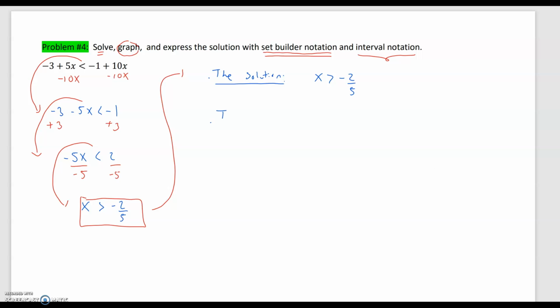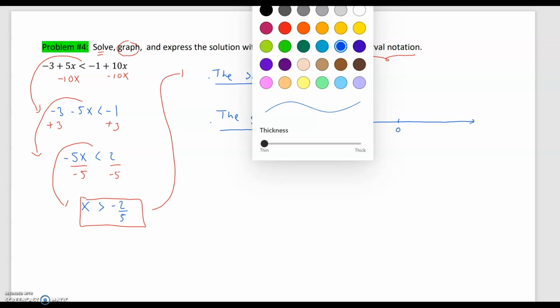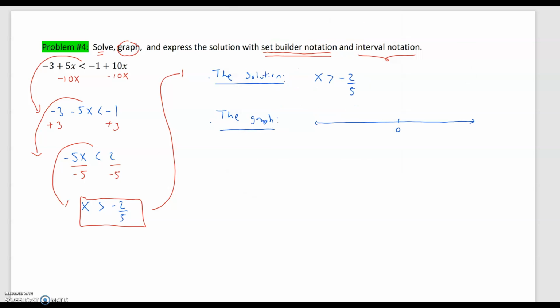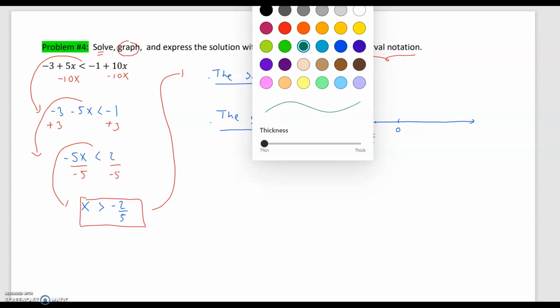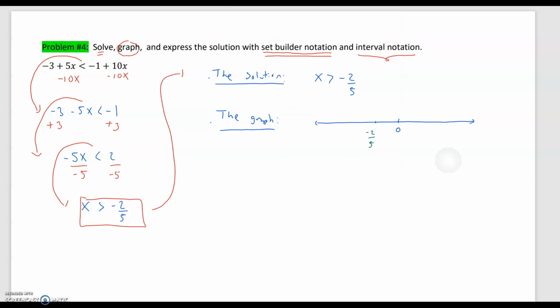Let's do a quick sketch, so the graph. For the graph, I'm just going to make a quick sketch. I'm just going to put 0, and then technically to the left of it, because it's negative, I'm going to put -2/5. And then the statement is greater than, so I'm just going to put an open circle and every value towards the right. We could use an open circle or a parenthesis.